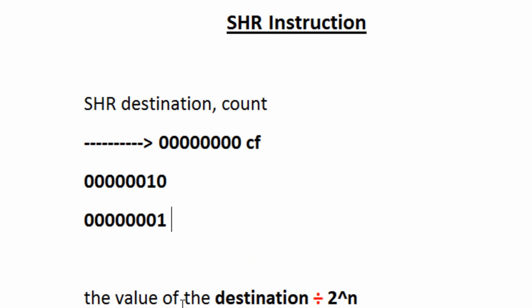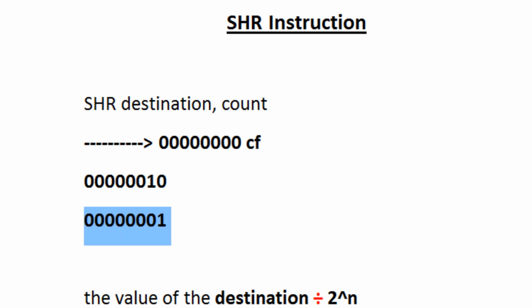There's a mathematical equation we can use to find out what our value would be when we use the SHR instruction. We use the value of our destination operand divided by 2 to the n power, n being the count. If you have a count of 1, you replace n with 1. Our destination operand had a value of 2, so 2 divided by 2 to the n, n being 1. 2 to the first power is 2, so 2 divided by 2 is 1. So when we use the SHR instruction, our answer became a 1.